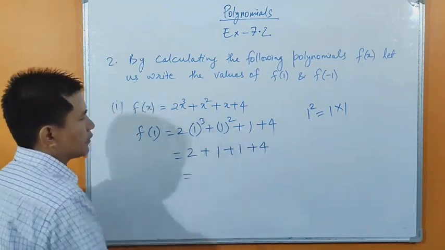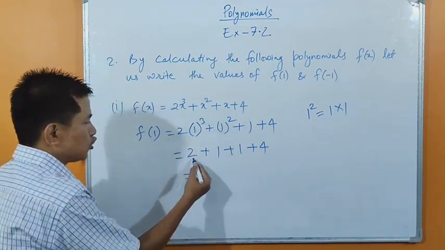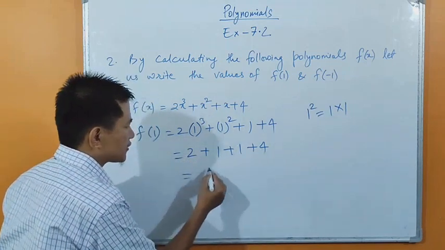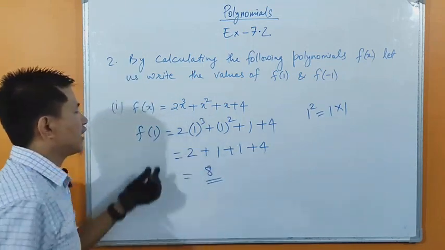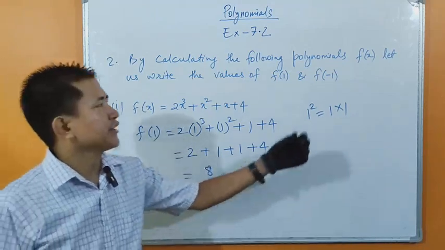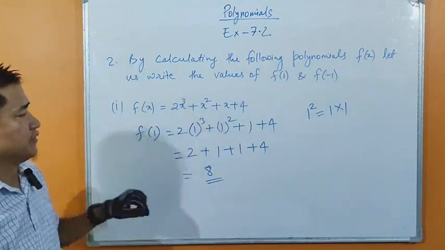Now it's very simple. We just add up all the numbers because all are positive. 2 plus 1 is 3, plus 1 is 4, and 4 plus this 4 is 8. So we got the value of f(1). Got it? Now we will immediately find the value of f(-1) from this expression.